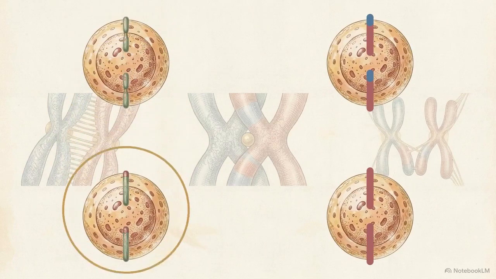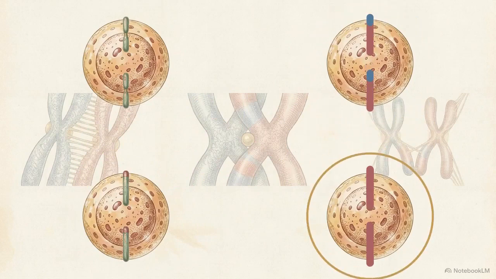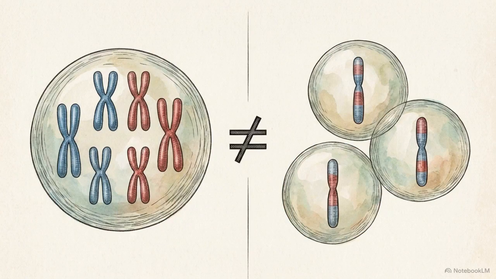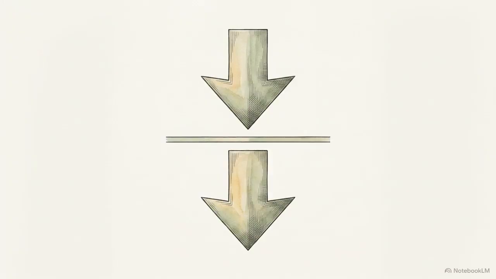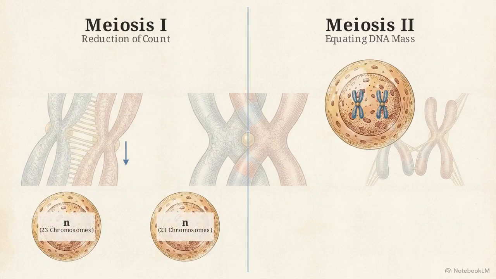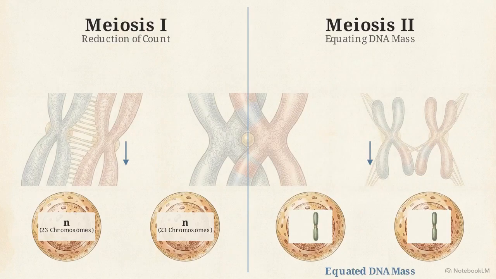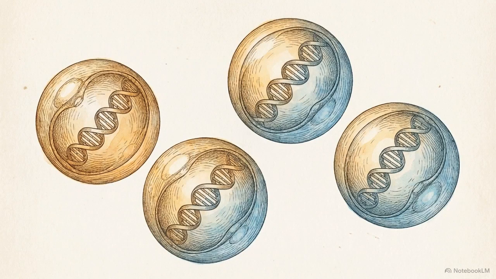Because of the crossing over and independent assortment we tracked earlier, none of these 4 cells are identical to each other, and none are identical to the original parent cell. This 2-step sequence is known biologically as the reduction equation. Meiosis I reduces the chromosome count, and meiosis II equates the DNA mass, creating perfectly balanced gametes ready for fertilization.